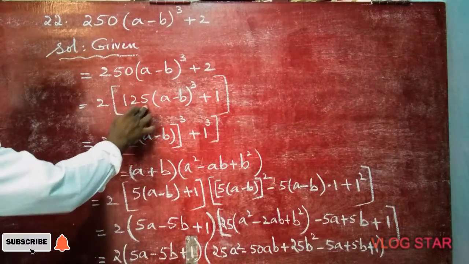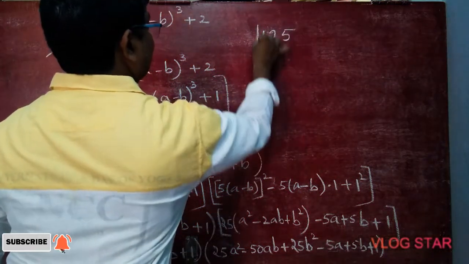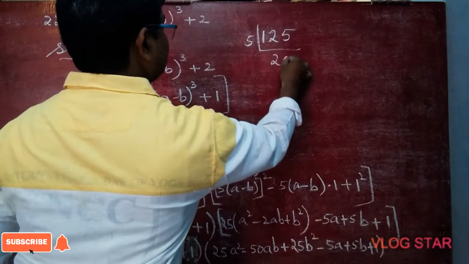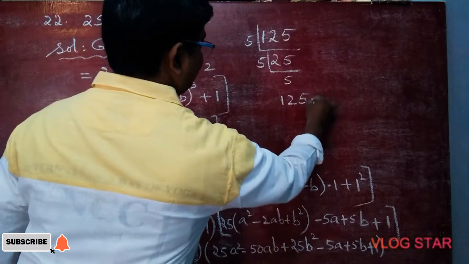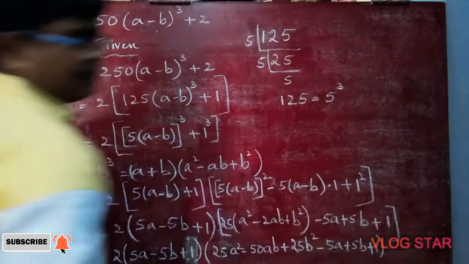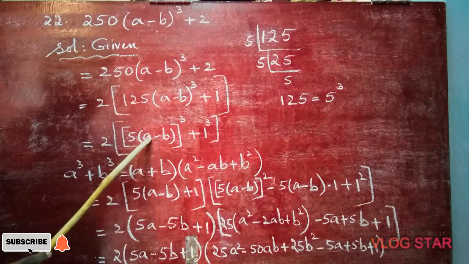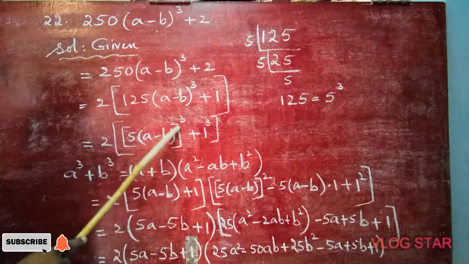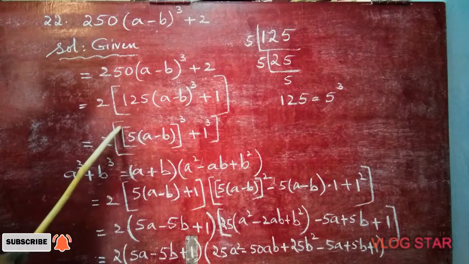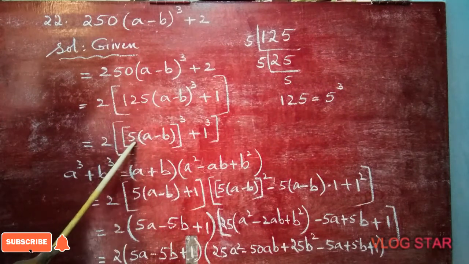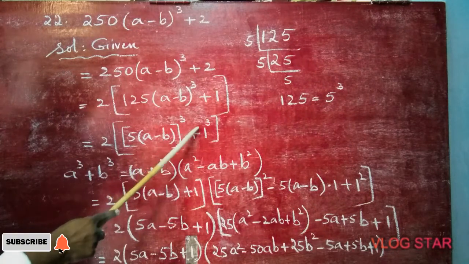Now 125 we can write as 5 cube. So find the factors for 125. 5 goes 25 times. Again 5 goes 5 times. So 125 we can write as 5 cube. This is part and parcel of the problem. So here I am writing 5 into (a minus b) whole cube, because here 5 cube came, here (a minus b) cube is there, and combining together this is all one term only. So 5 into (a minus b) whole cube I am writing plus 1 cube.